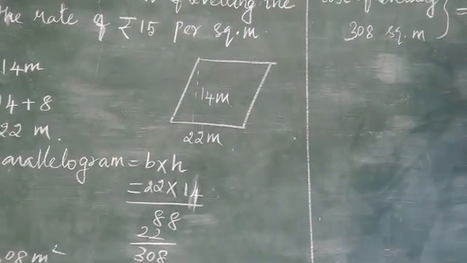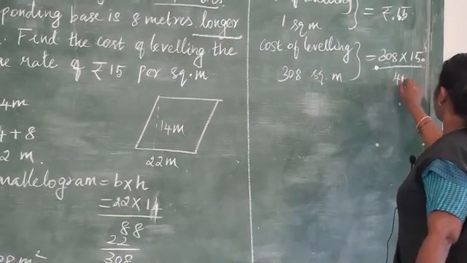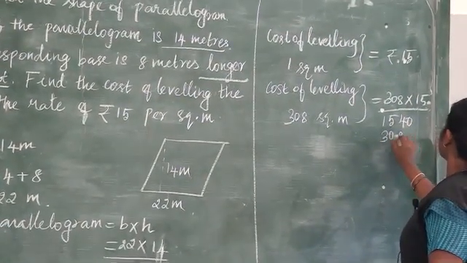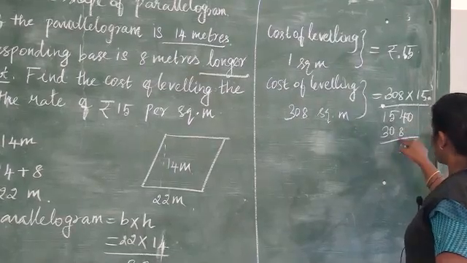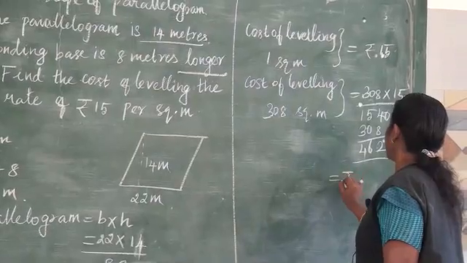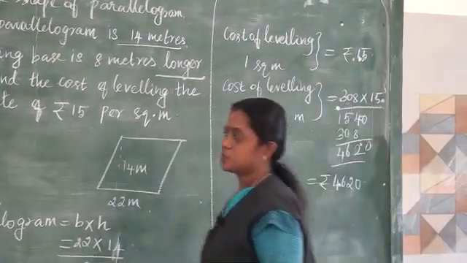So 308 into 15. If you are multiplying, 8 5s are 40, 3 5s are 15. So 308, that is equal to 0. 4 plus 8, 12, 4. What is the answer? 4,620. Once again, I will explain this problem.